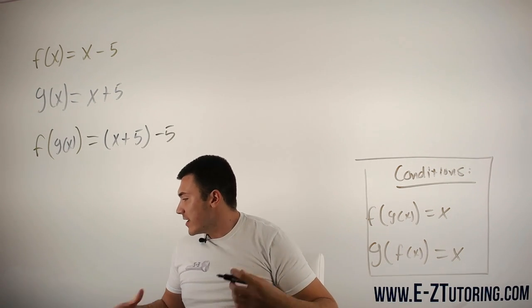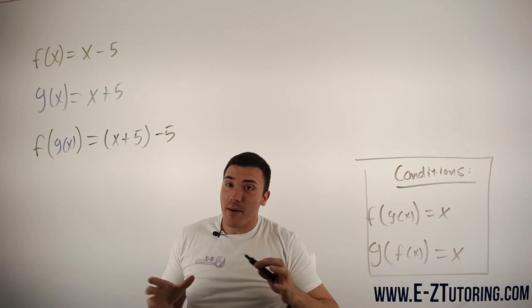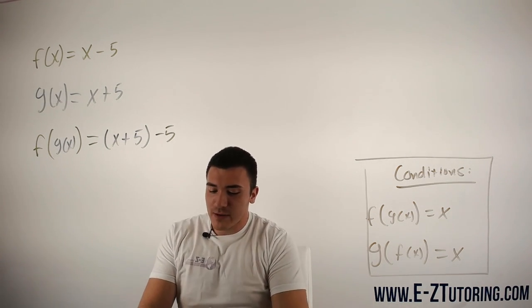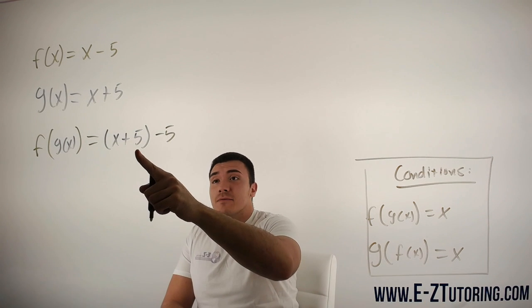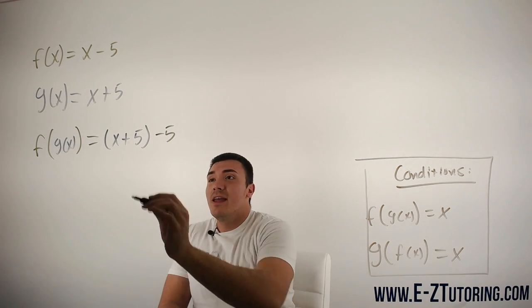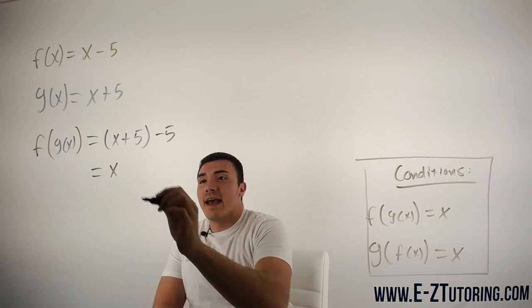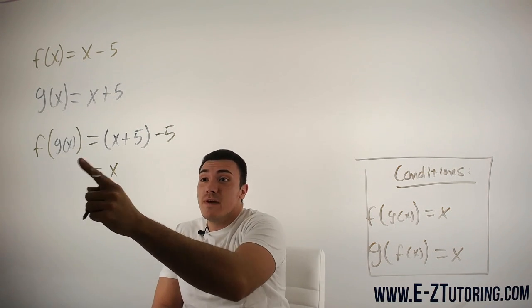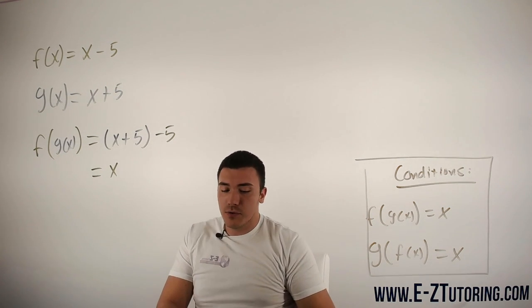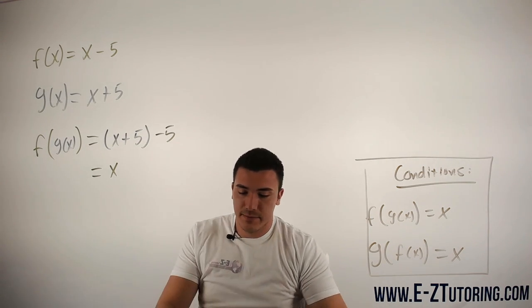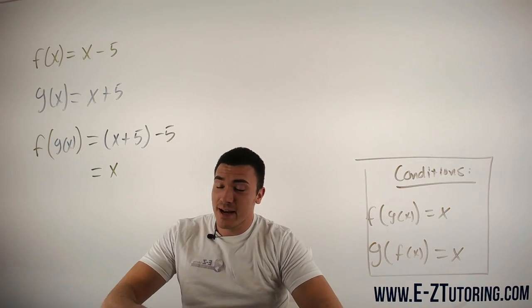I'm going to assume you are somewhat familiar with composition of functions, so I don't want to spend too much time on that, but you will see that plus 5 and minus 5 cancel out, and you will be left with just x. So f of g of x is x. It worked. All right, so now let's do g of f of x. If that condition is satisfied, then we are done.